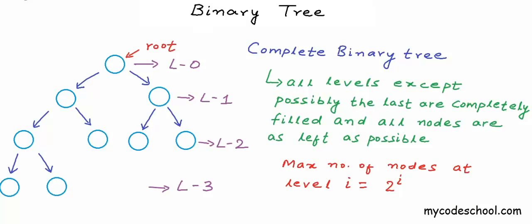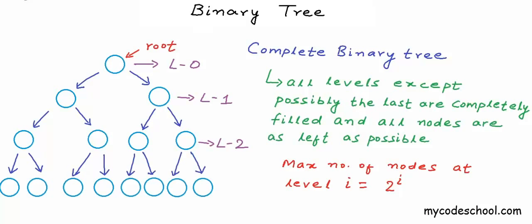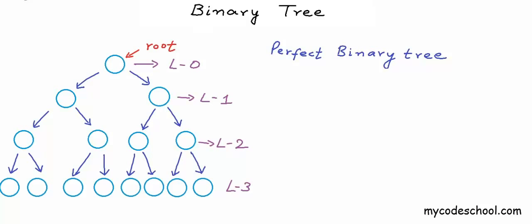We can have more nodes at level 3, but there should not be a vacant position on the left. I have added one more node here, and this still is a complete binary tree. If all the levels are completely filled, such a binary tree can also be called a perfect binary tree. In a perfect binary tree, all levels will be completely filled.